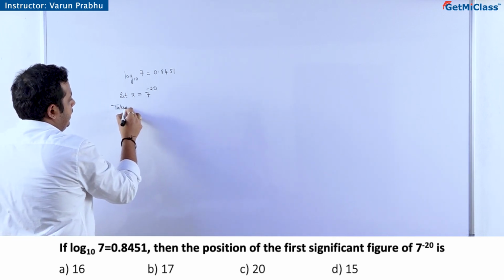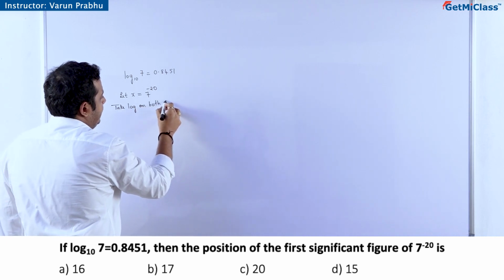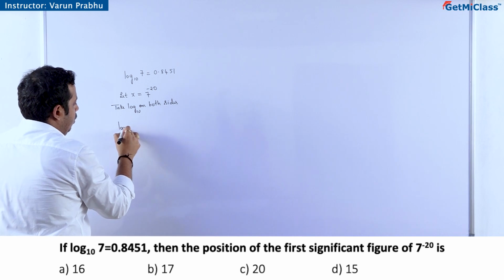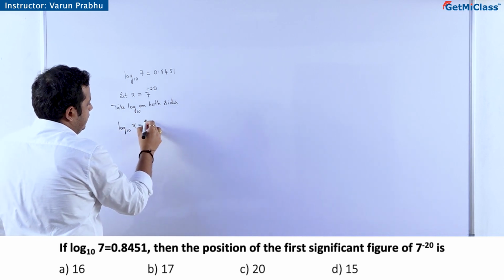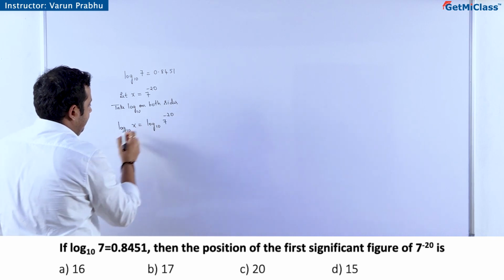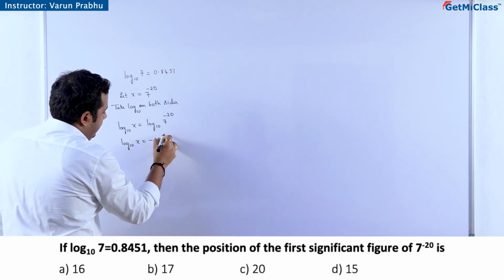Take log on both sides. Log to the base 10 on both sides, right? Log to the base 10 of x is equal to log to the base 10 of 7 to the power minus 20. So log to the base 10 of x is equal to minus 20 log to the base 10 of 7.